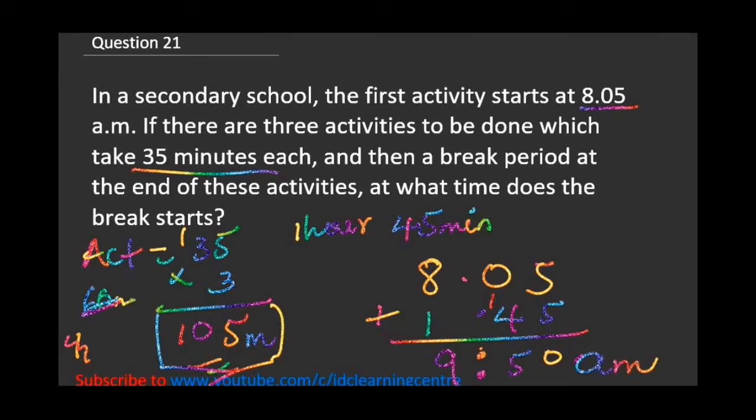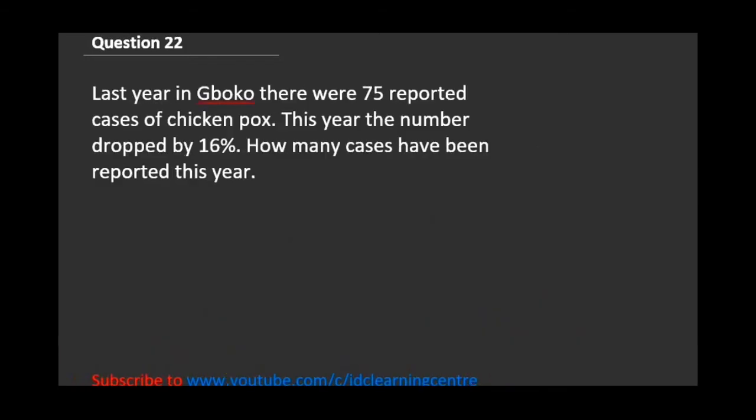Question 22. Last year in Boko, there were 75 reported cases of chickenpox. This year, the number dropped by 16%. How many cases have been reported this year? In Boko last year, let everything be represented by 100%, equal to 75 cases of chickenpox.